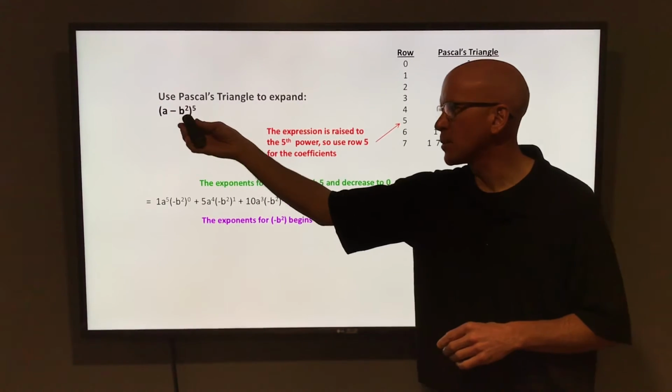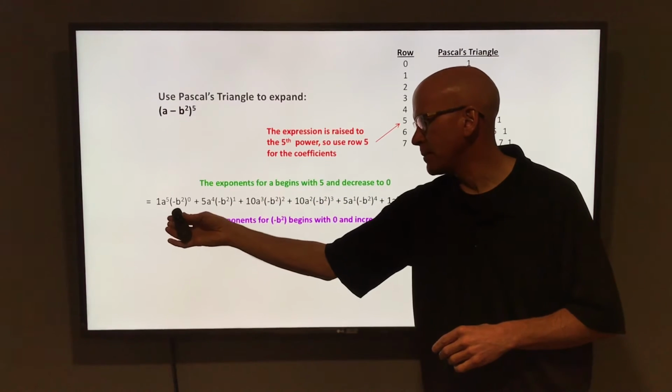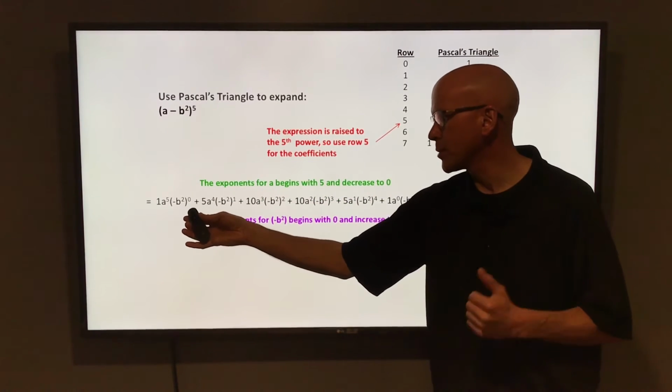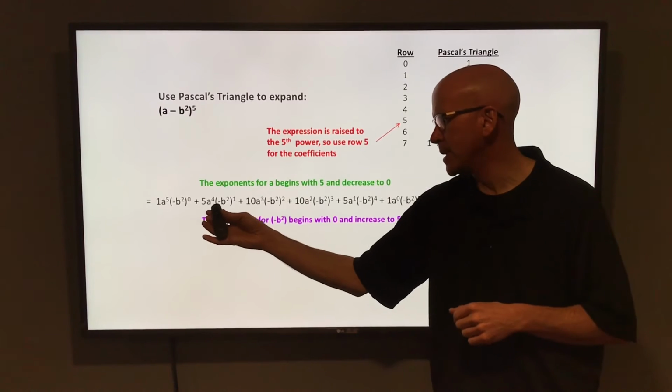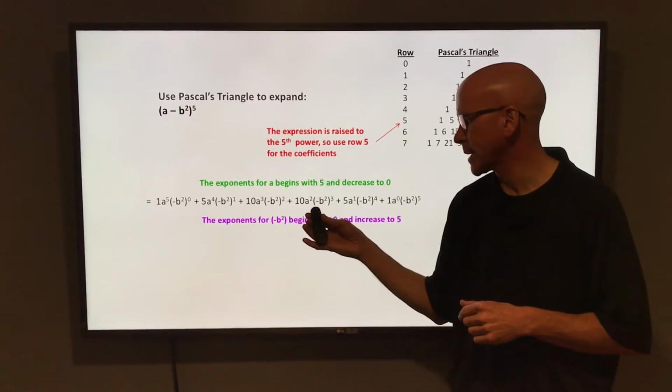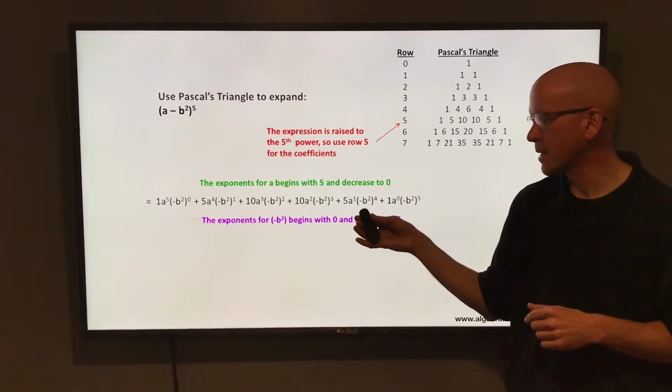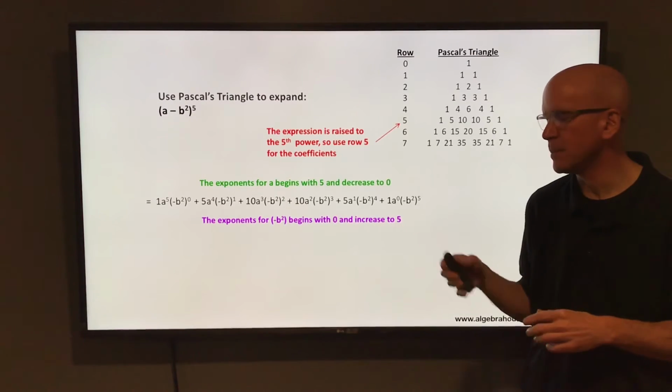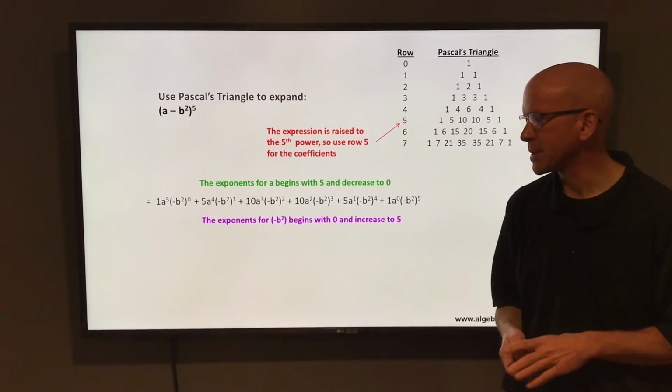Then start negative b squared off in the opposite direction. Start negative b squared off to the 0 power and work your way up to negative b squared to the 5th. So it'll be negative b squared to the 1st, negative b squared to the 2nd, negative b squared to the 3rd, negative b squared to the 4th, and finally negative b squared to the 5th. All you have to do is simplify this.